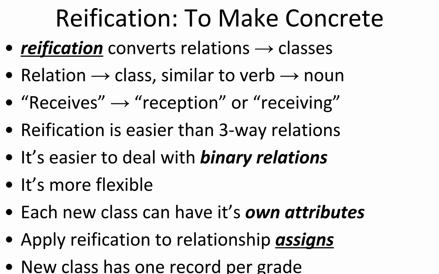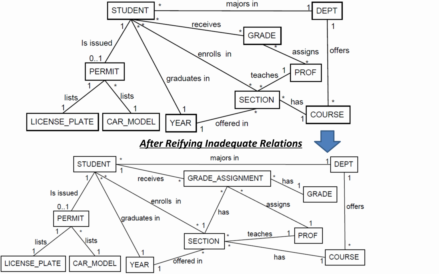So reification is the act of making something that is vague or very high level into something that is concrete. Like for instance, that single receives verb, we convert it into a concrete table that then has references to all the other entities in the other tables.